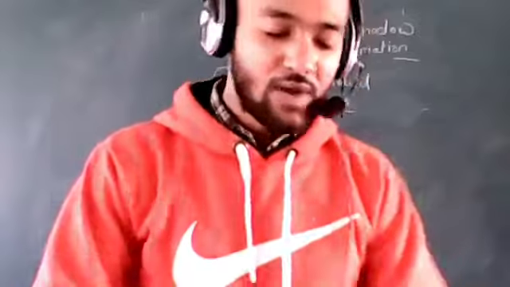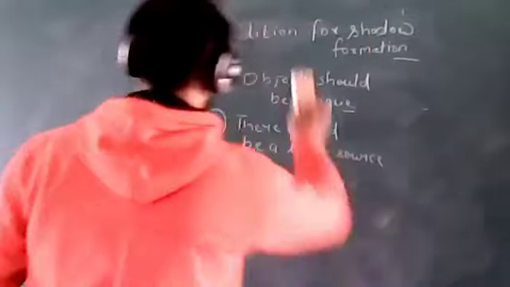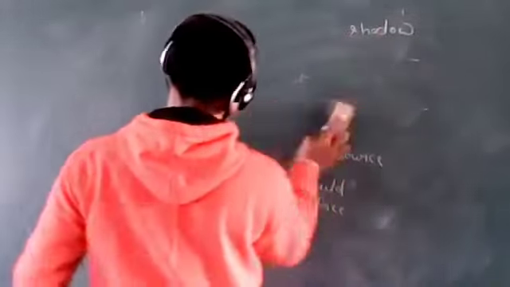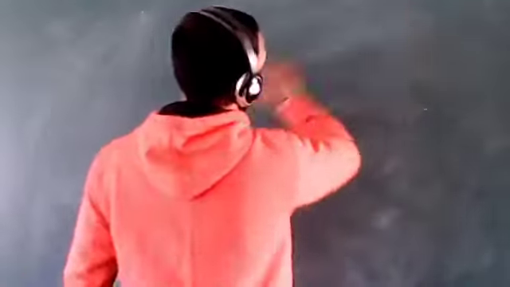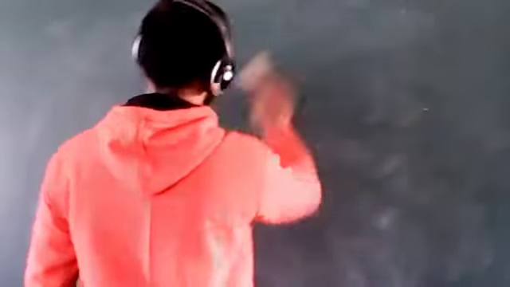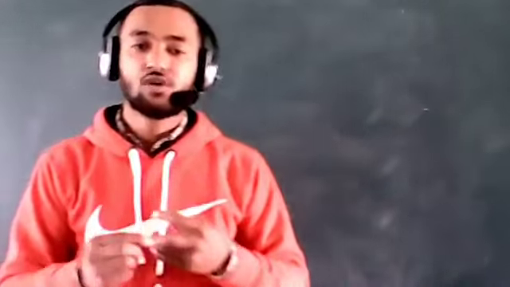Now, formation of a shadow at different times. Just now we have discussed the conditions required for shadow formation: first, there should be a source of light, the object should be opaque, and there should be a surface where the shadow can be formed, like a screen, board, or earth surface.